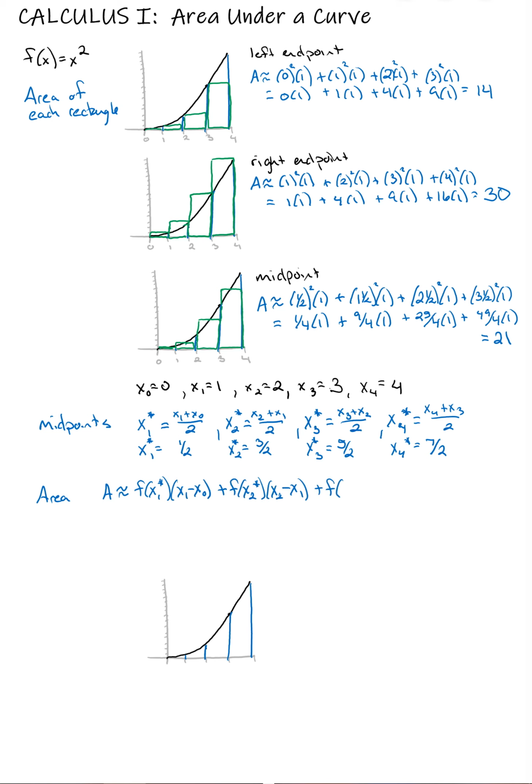Plus f of x sub 3 star, and then the width of that interval is x3 minus x2, and finally f of x sub 4 star times x4 minus x3. So what we're getting for each one of these is the height times the width.